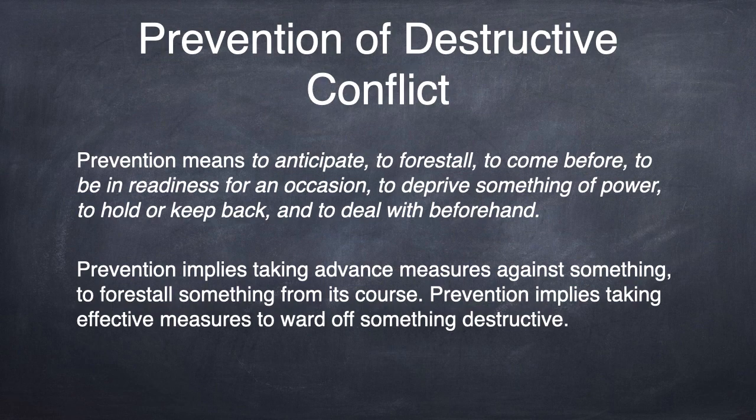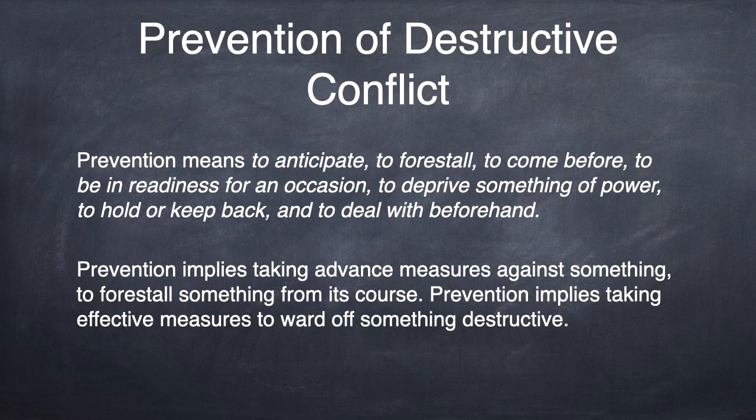Once we choose to engage in conflict, we can do it destructively or constructively. So let's take a look at destructive conflict. This is the type of conflict that Hocker and Wilmot want us to avoid. When we're trying to prevent something from happening, we're trying to anticipate it, right? We know that it's going to come. We want to try to stop it from coming. We want to be ready for the occasion. We want to deprive something else, perhaps, of power. And we want to hold or keep back and to deal with it beforehand. Kind of nip it in the bud, right, is a garden metaphor that they would use.